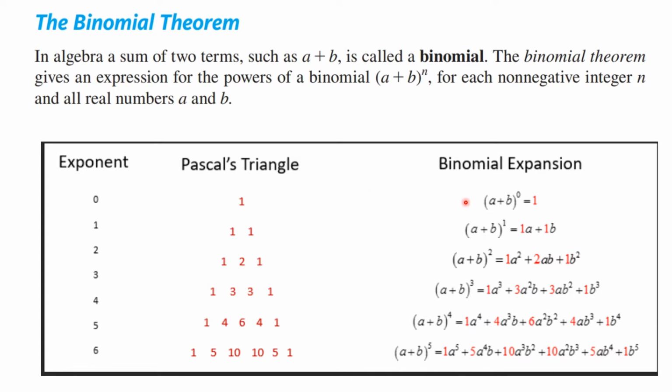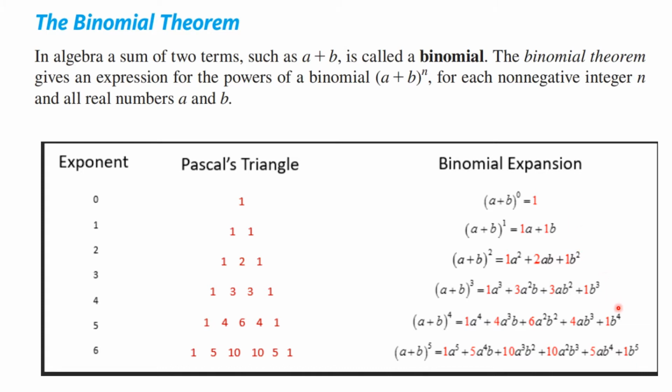Now, it is instructive for you actually to do a few of these. If you take a plus b whole to the 0, you get 1. A plus b to the 1 is a plus b. A plus b whole squared is a squared plus 2ab plus b squared. You remember the middle term. If we cube it, we get a cubed plus 3a squared b plus 3ab squared plus b cubed. And so on. Here we go down to a plus b to the 5th.